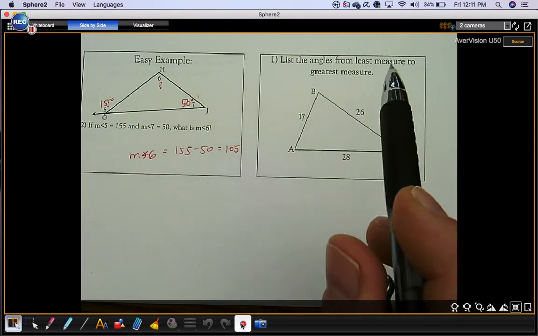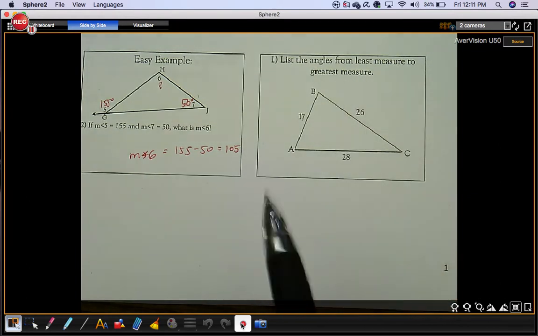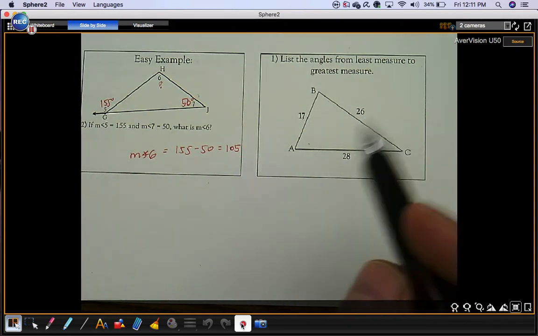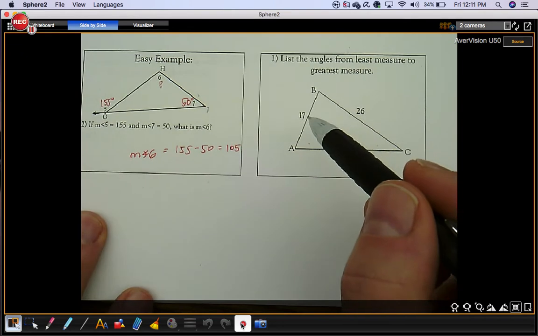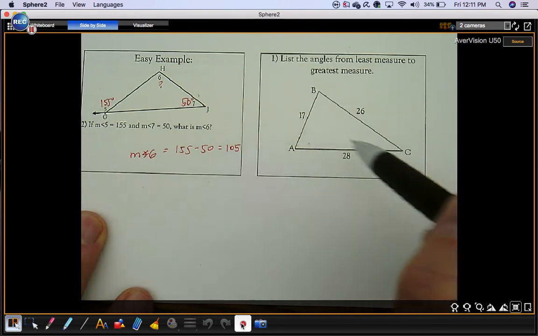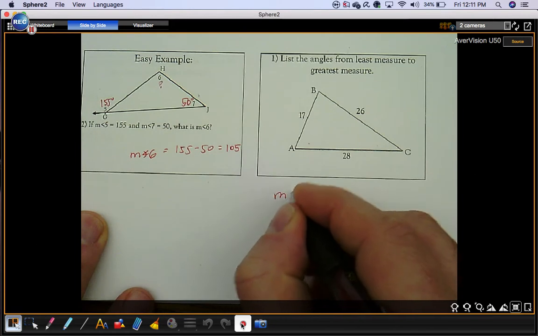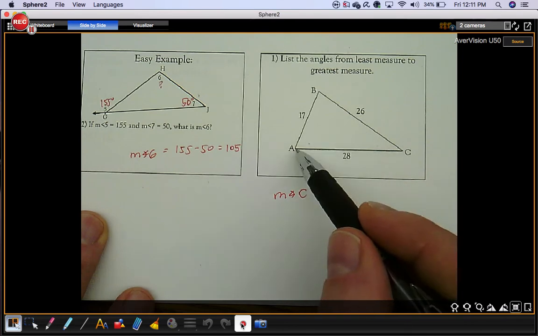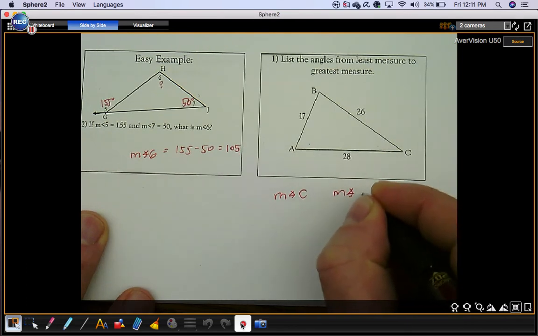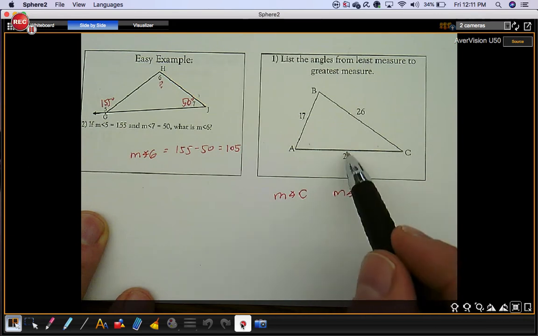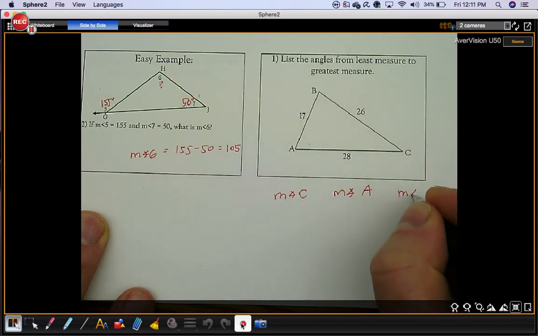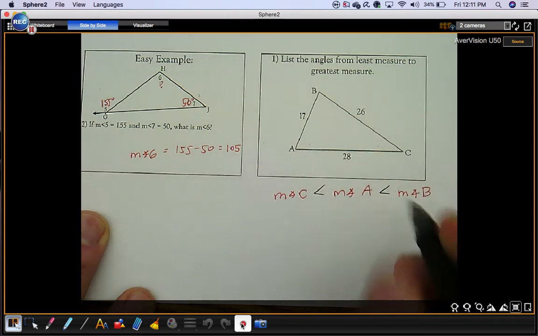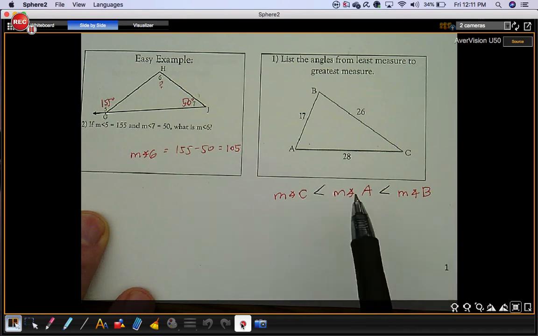Next one, list the angles from least measure to greatest measure. We don't know the angle measures. We know the side lengths. And the triangle inequality theorem tells us across from the smallest side is the smallest angle. Across from the next smallest side is the next smallest angle. Across from the biggest side is the biggest angle. Smallest, biggest, in between.